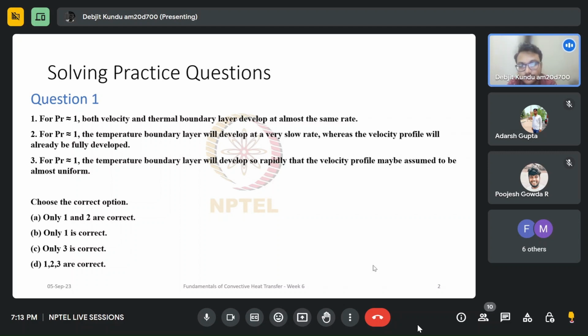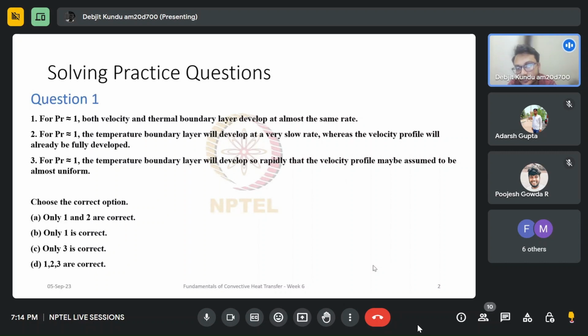So statement number 1 is for Prandtl number comparable to 1, both velocity and thermal boundary layer develop at almost the same rate. Statement number 2 says for Prandtl number approximately 1, the thermal boundary layer will develop at a very slow rate, whereas the velocity profile will already be fully developed. And statement 3 says for Prandtl number close to 1, the temperature boundary layer or the thermal boundary layer will develop so rapidly that the velocity profile may be assumed to be almost uniform. That is a plug flow. So you have to choose the correct options among these.